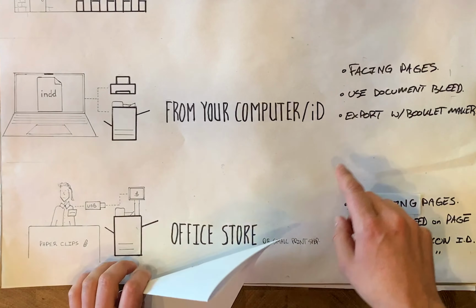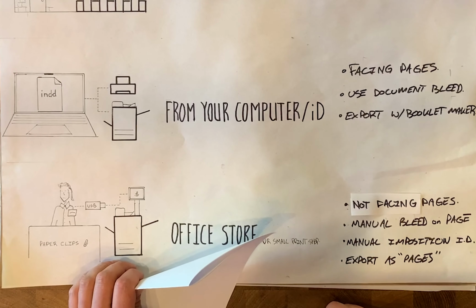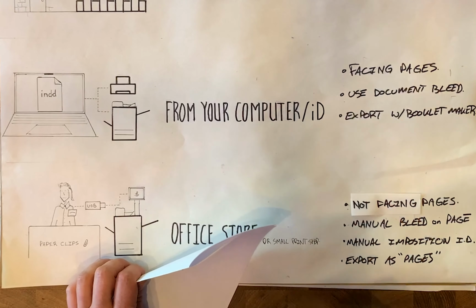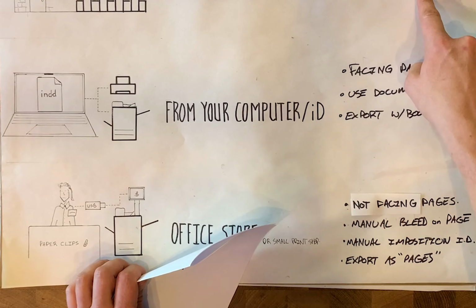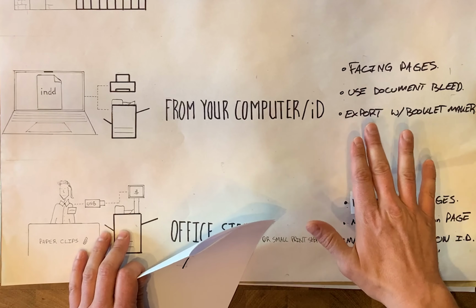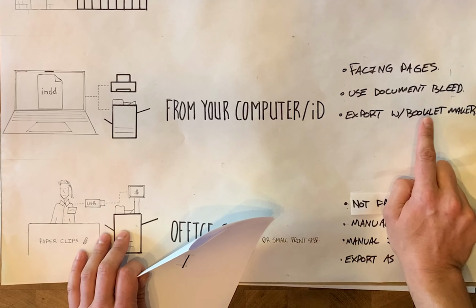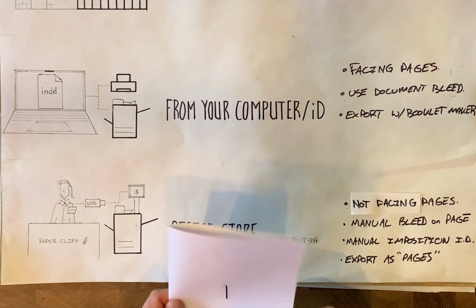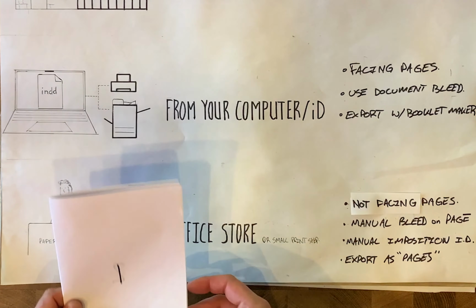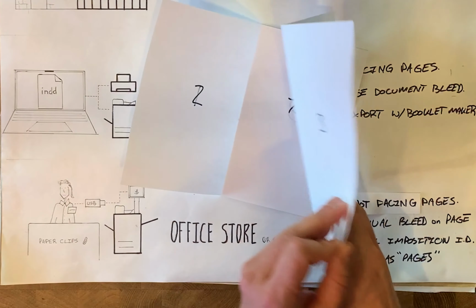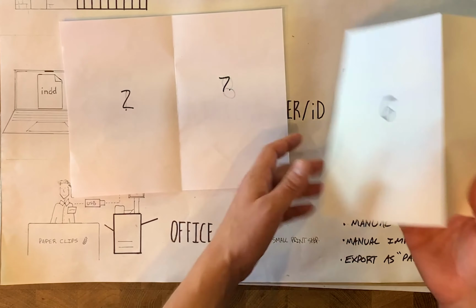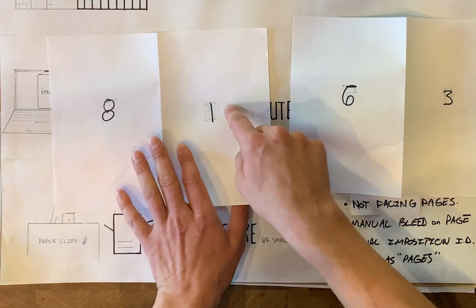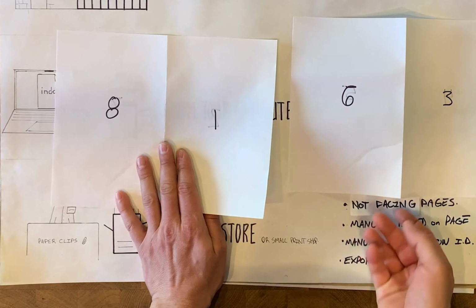If you're gonna do it this way, this is how you need to set the document up. With facing pages and using document bleed, just like for a commercial printer. Except when you export, you're not gonna export as pages. You're gonna export with the booklet maker, okay? Export as booklet or print as booklet. And that is imposition software built directly into InDesign. So again, imposing, remember, is figuring out this jumble, what page actually needs to be attached to what, right? What pages need to be on what sheet. The booklet maker will do that for you.